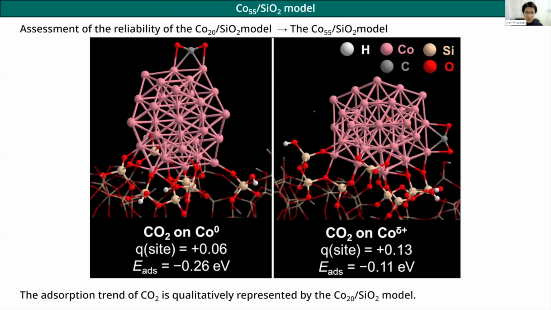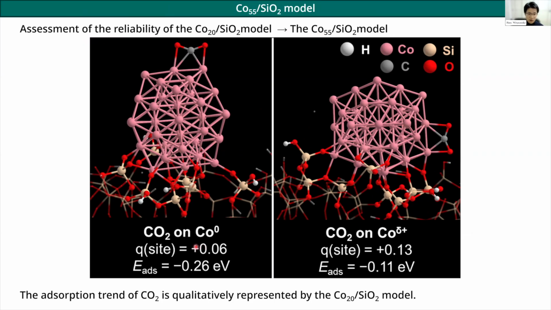And as I mentioned, the cobalt-20 cluster is too small compared with the actual cobalt cluster. Then we need an assessment of the reliability of this cobalt-20 cluster. As I mentioned before, this can be done with cobalt-55 based on the previous study. And I also constructed this cobalt-55 SiO2 model with this cobalt-55 cluster, and I put the CO2 at the most negative site and the most positive site again for cobalt-55.